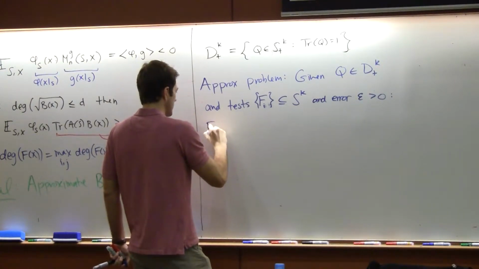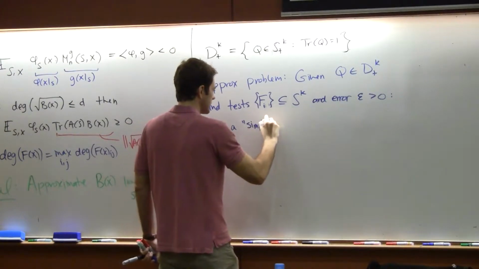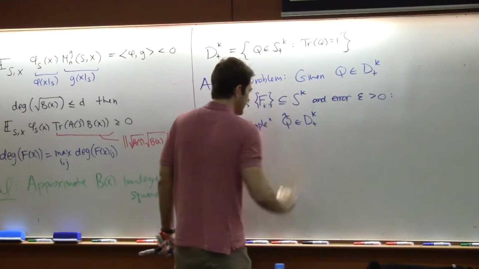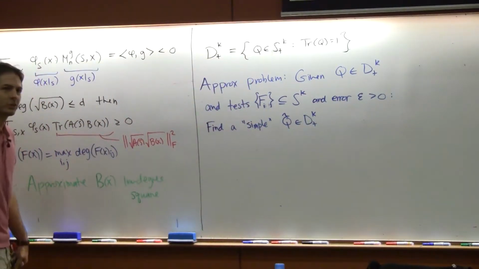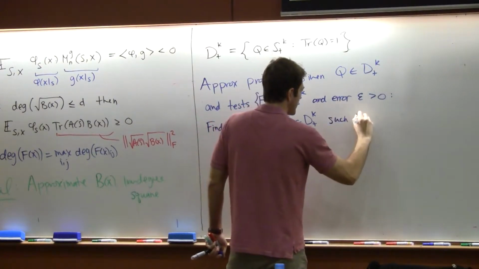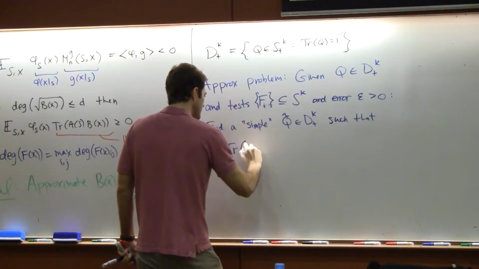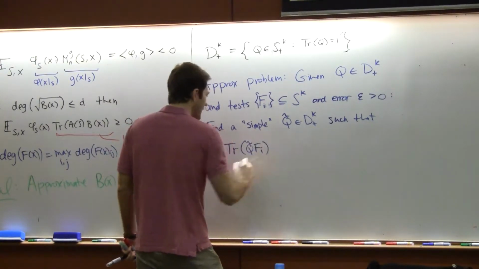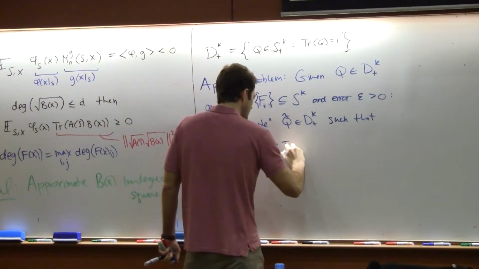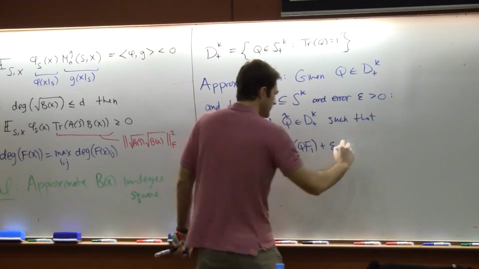So what's the notion? We would like to find a simple density Q tilde. Hopefully over here, simple is going to mean low degree square. Such that trace Q tilde F_i, this is the value of this thing on the ith test, is at most trace Q F_i plus epsilon.